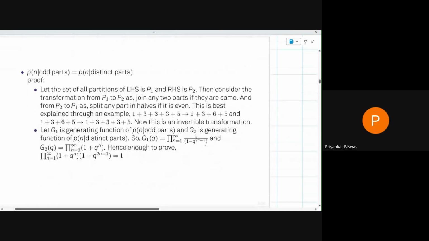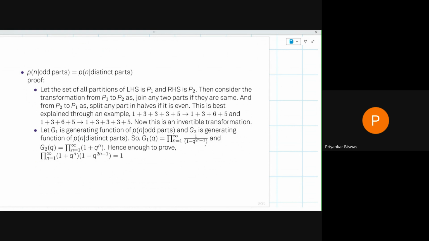So next, partition of n given odd parts equals partition of n given distinct parts. Here the transformation is like, if you are given a partition like 1 plus 3 plus 3 plus 3 plus 5, then this is a partition of the form n given odd parts. Now we will join two parts if they are the same. Like here we have joined 3 and 3 and we have got 6, and this process will go on until all of the parts are distinct.